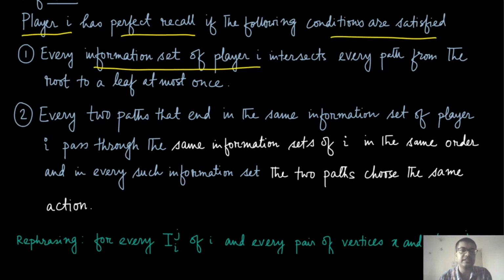What is this? The second condition says that if you pick every two paths, consider two paths that end at the same information set for player I. So let's say I_i^j, and there are two paths that are ending at the same information set, maybe at two different nodes.